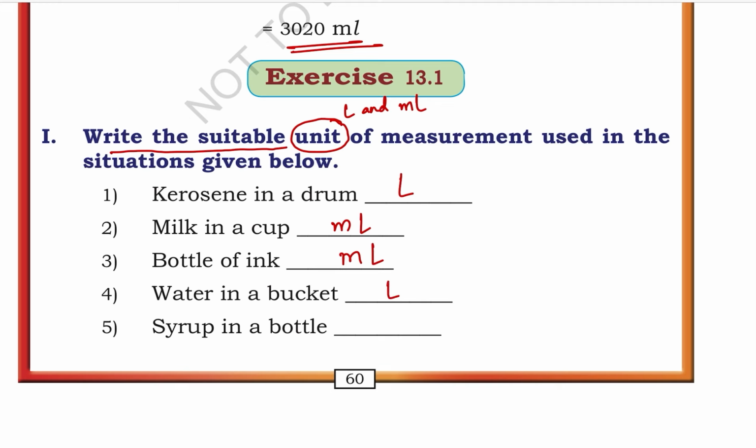Syrup in a bottle for a child, if he gets cold, how many liters of syrup will his mother make him drink? 1 liter, 2 liter? No, 3 ml or 5 ml syrup in a bottle. She will put it in a cap whose capacity will be 10 ml. She will give half of the cap, which is 5 ml, or even less than that, which is 3 ml.